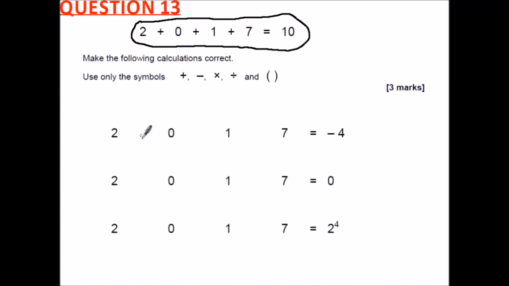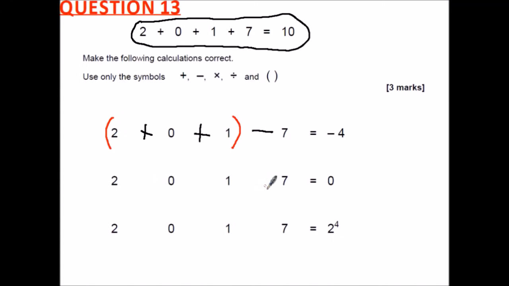And so what we could do first of all is add together the 2, the 0 and the 1, which gives us 3, and then minus 7. If you wanted to put brackets around here, you could do. You don't have to, it doesn't really make a difference, but if it makes you feel more comfortable to include brackets, you could do that as well.